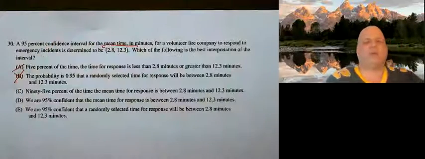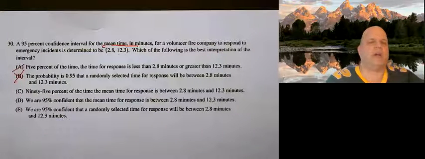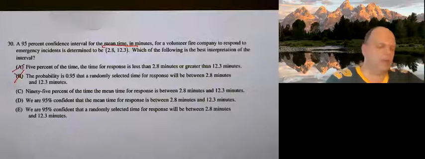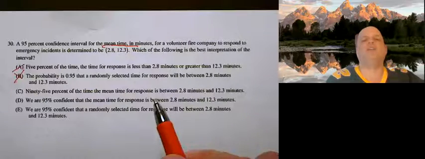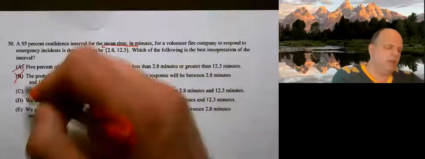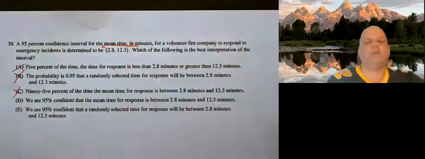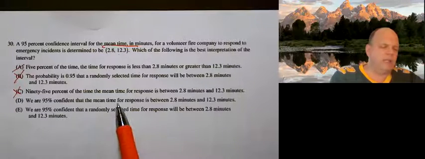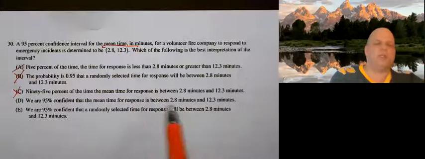We never want to talk about probability. I know they did on an earlier problem, but please don't. 95% of the time, the mean response time is between this. No, 95% of the intervals will contain it. All right, we're 95%, it lies within the interval, but we're not saying the mean times. We have no confidence in that. We are 95% confident that the mean time for response is between this.